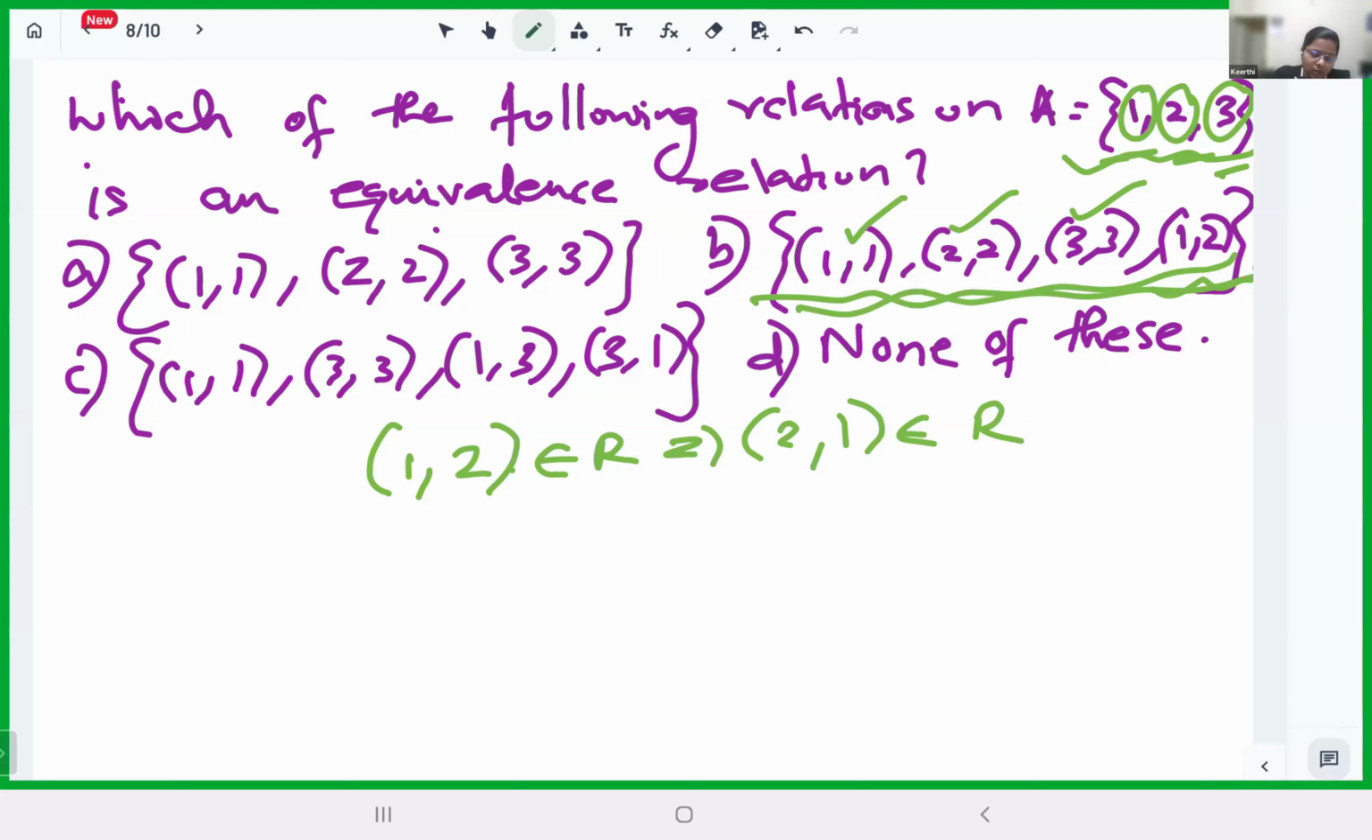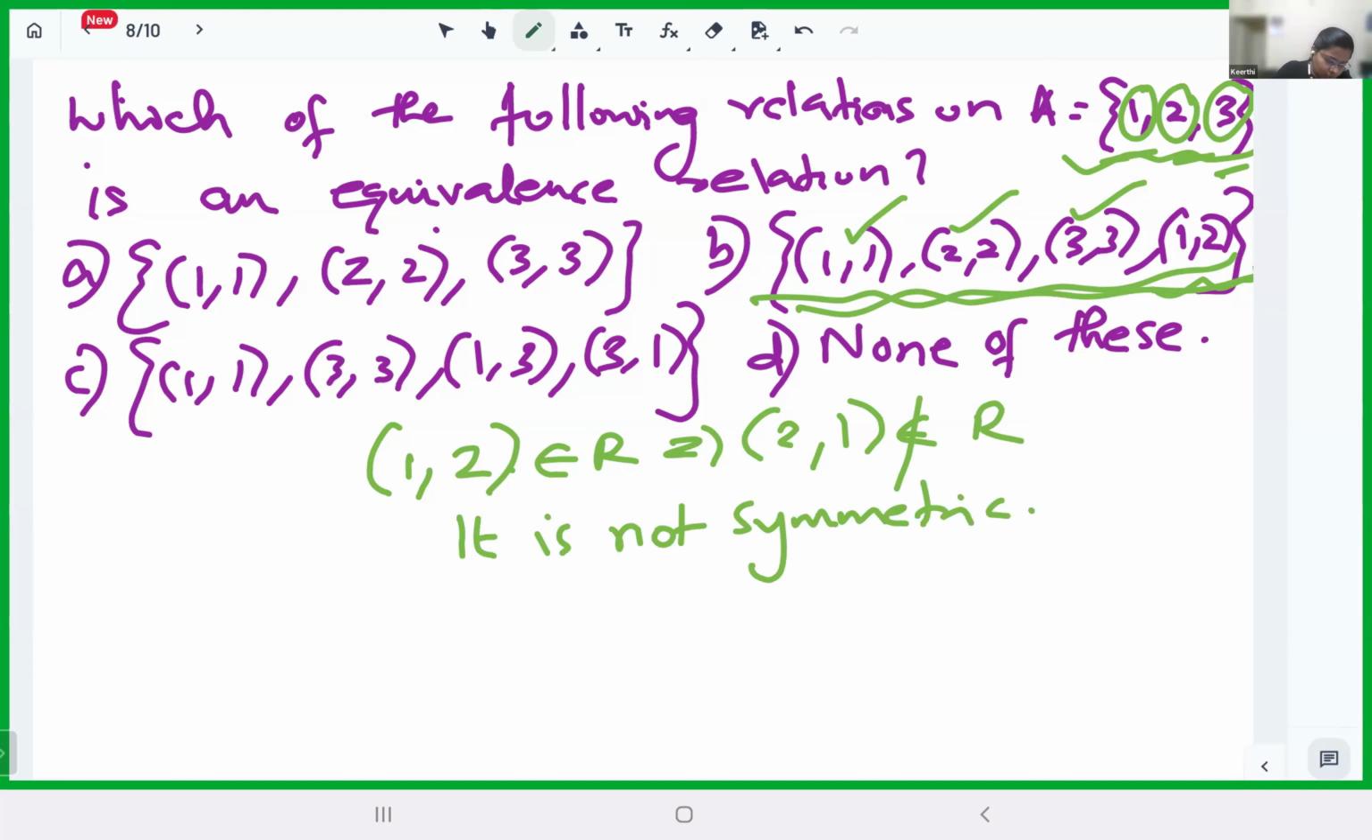No, right? So ordered pair (2, 1) doesn't belong to R. Ordered pair (1, 2) belongs to R, but ordered pair (2, 1) doesn't belong to R. So we can say that it is not symmetric. The second option doesn't satisfy the property of a symmetric relation. Hence we can say that it is not an equivalence relation, right?